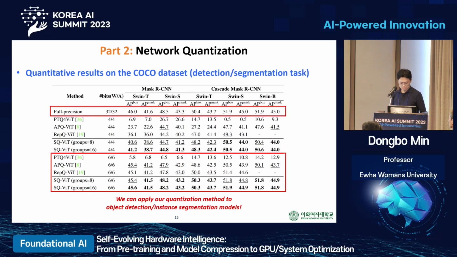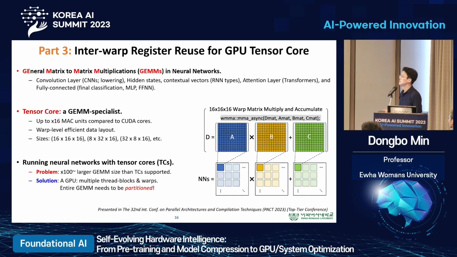Okay, then let me continue to talk about the last item, the interrupt register reuse for GPU tensor. Many of you may not be familiar with this one if you are working on Bayesian or NLP problems, since it is more about computer architecture. This paper appeared in PACT, a top-tier conference in computer architecture. So let me give you a couple of basic definitions.